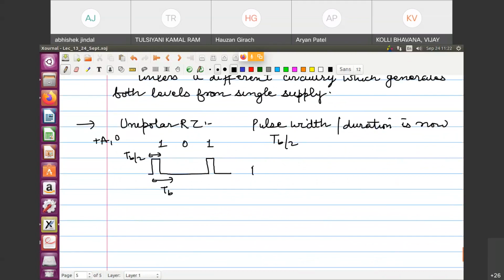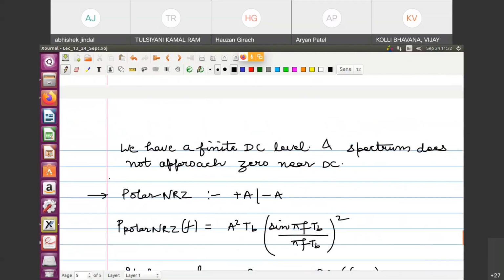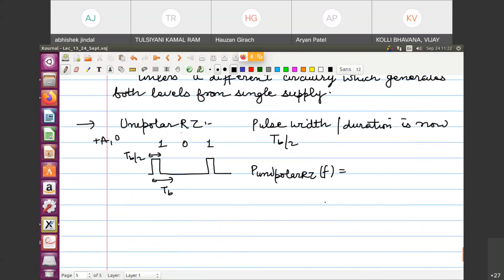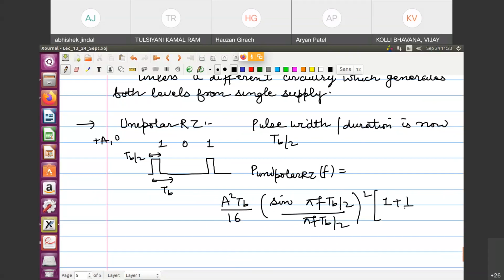So directly I am writing the expression you get for unipolar RZ as a function of frequency f. Let me see if I have used f here. Okay, I have used f here. The expression which you get finally is, let me write it down: A squared TB by, I think it is 16, maybe I have not written it clearly from the textbook. I will give you the reference anyway in the breakup file today. Sinc squared of pi f TB by 2, and 1 plus 1 by TB times summation n equal to minus infinity to infinity of delta of f minus n by TB.